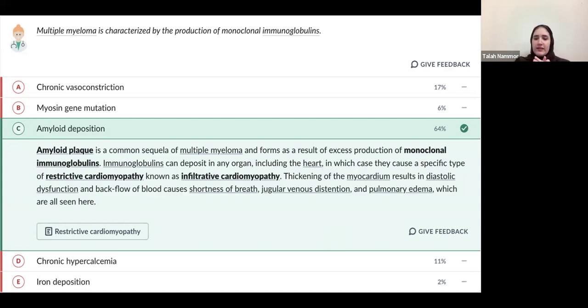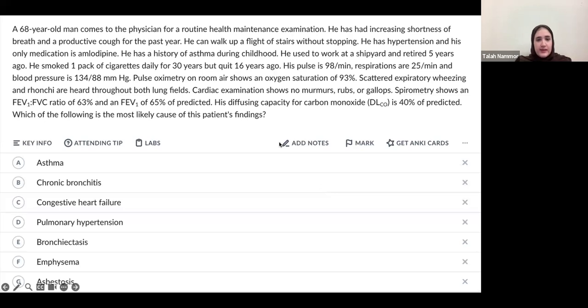Amyloid is going to cause restrictive cardiomyopathy. Is this clear? Specifically, when you see multiple myeloma, just know, oh my god, multiple myeloma, directly, amyloid deposition. So we're going to have restrictive cardiomyopathy. Okay? Now we've kind of finished with cardio.